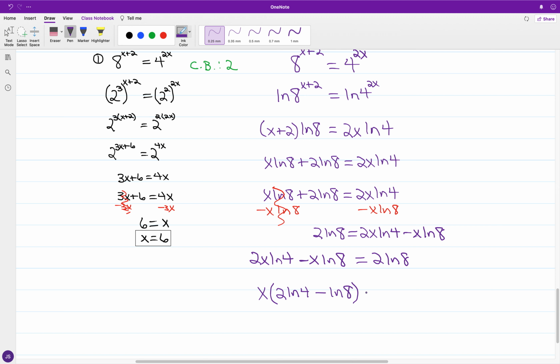Taking what we have now, you got 2 ln of 8 divided by, and again don't forget your extra parentheses around the difference. So you have 2 natural logarithm of 4 minus the natural logarithm of 8. And again, that still comes out to 6.